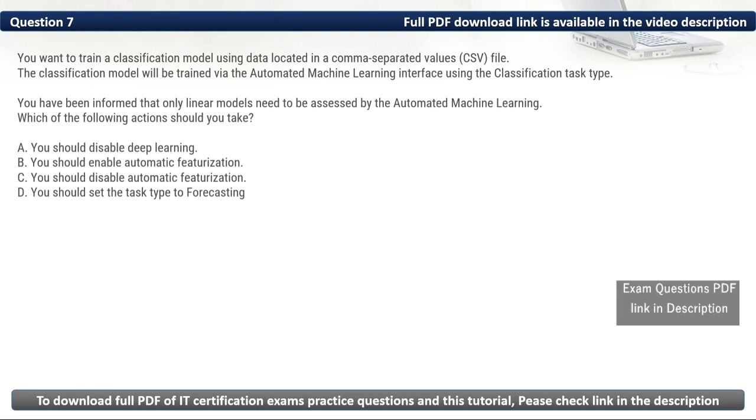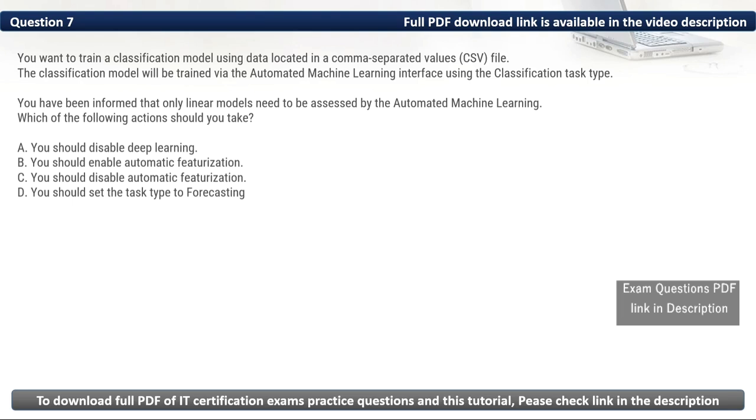Question 7. You want to train a classification model using data located in a CSV file. The classification model will be trained via the automated machine learning interface using the classification task type. You have been informed that only linear models need to be assessed by the automated machine learning. Which of the following actions should you take?